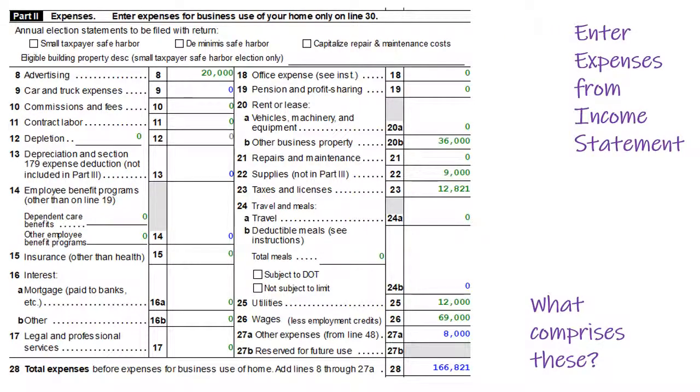In addition, you'd have entered the expenses from the income statement, including matching them one by one with a description on the form. These expenses included advertising, rental of other business property, supplies that weren't included in the cost of goods sold, taxes and licenses, utilities, and wages for the employees. A separate schedule appears at the very bottom of the form on line 48 to enter other expenses, which were $8,000.